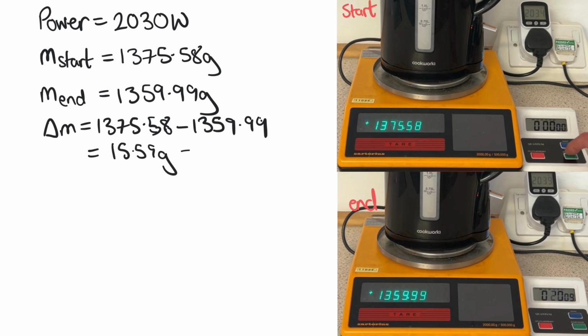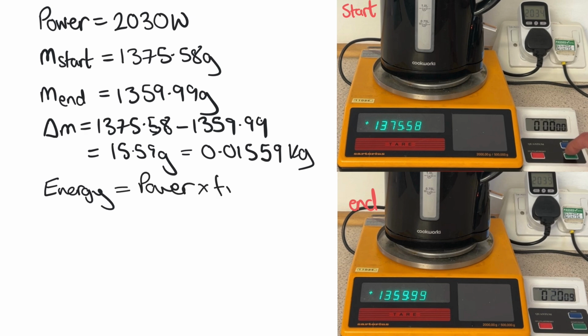or 0.01559 kilograms. That change in mass will give us the mass of water that was vaporised in that 20 seconds. We can now calculate the energy that was supplied by the electricity using energy equals power times time, which would give us 2030 watts times 20 seconds, which gives us 40,600 joules of energy.